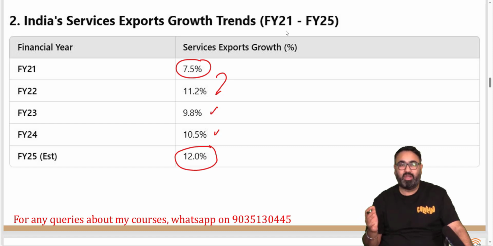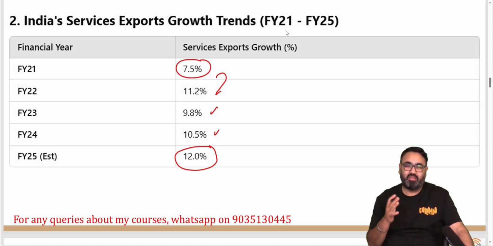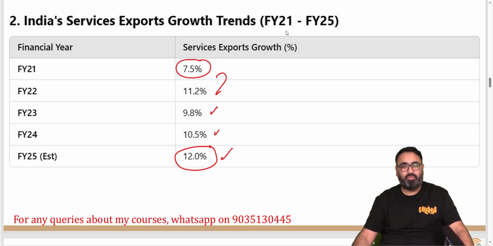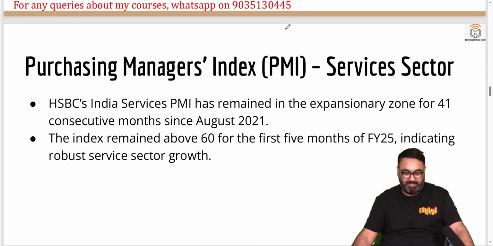The financial year comes to an end on 31st of March. So the data that we get in the economic survey is from 1st of April to 31st of December. So this is the data that comes in. They thus make an estimate of the remaining 3 months in this financial year. So the estimate is that our services export this year will grow at 12%.